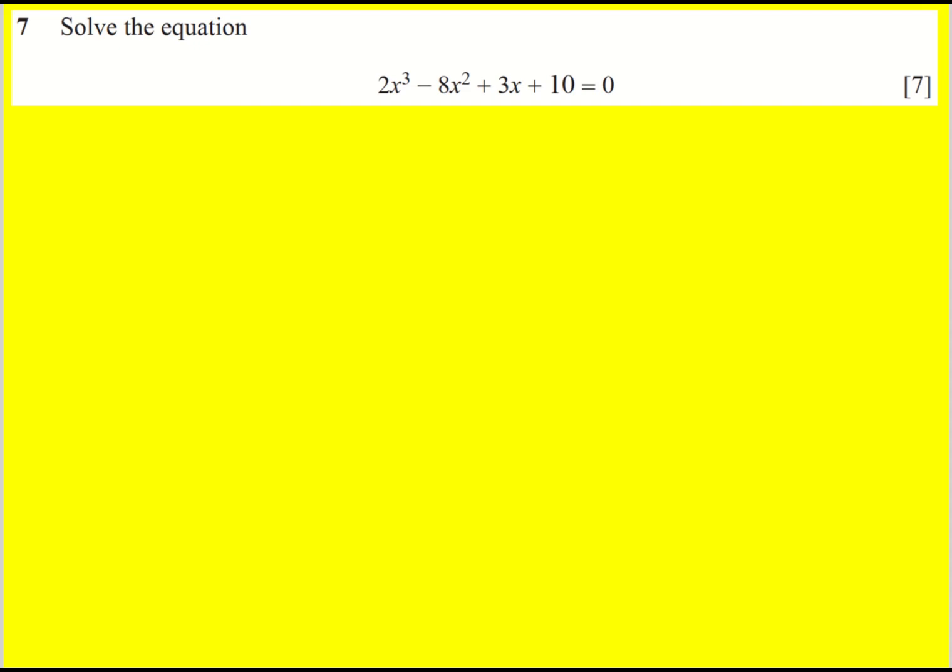We're asked to solve this cubic equation. We're not given any factors, and so actually the first thing we're going to have to do is find a factor, and to do that we can use the factor theorem. So I'm going to let f of x equal the cubic, and then I'm going to try some numbers because that will give me a root.